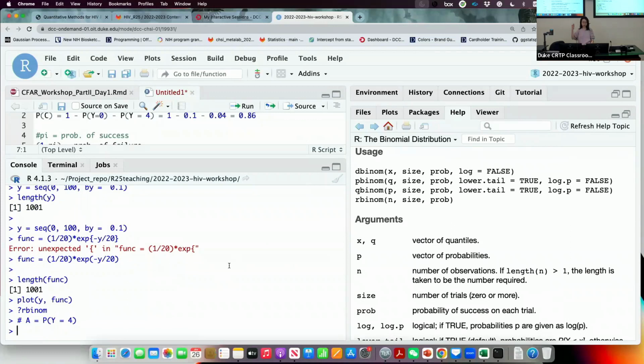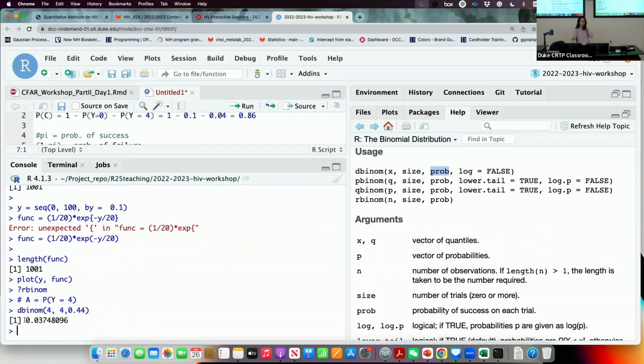Basically this is a PMF, the probability that Y equals a value. So this will be D binom. And this x will be 4, the value we are interested in evaluating. And what's the size? The maximum total number of babies we are looking at is 4. And the probability will be 0.44, which is what was specified in the question. So this gives you the probability that A will happen.